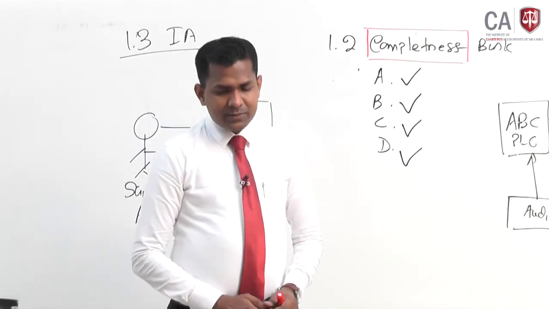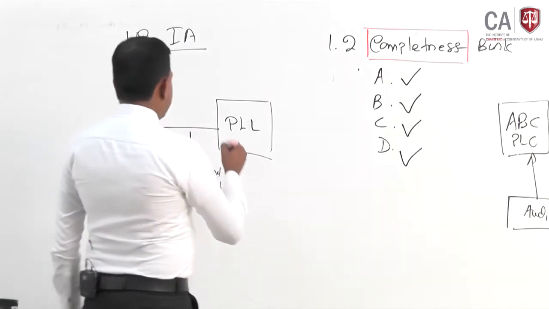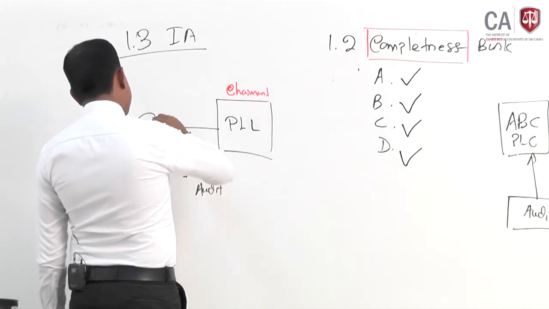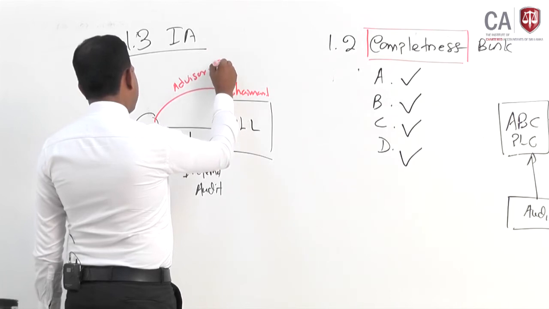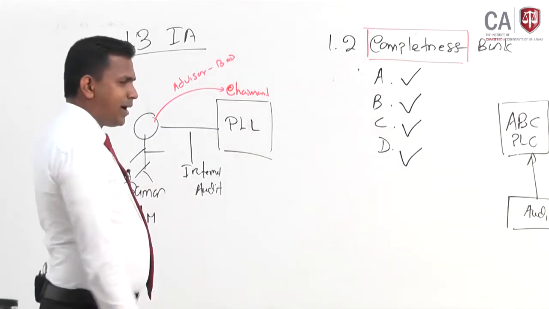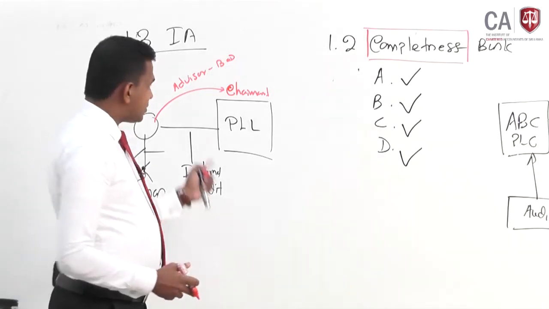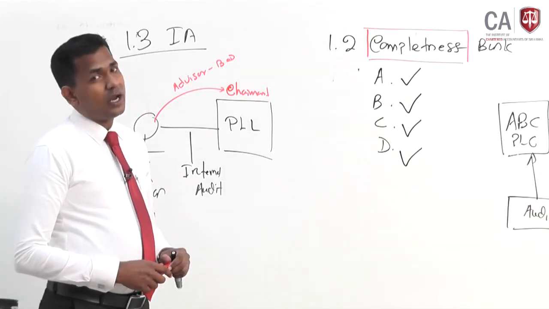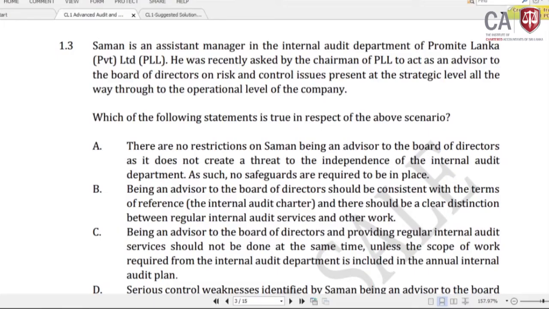He was recently asked by the chairman of the PLL to act as an advisor to the board of directors. So this PLL chairman asked this person to act as an advisor for the board of directors. He is an assistant manager of internal audit, and while he is fulfilling his job of internal auditing, he has been asked to work as an advisor to the board of directors to advise on certain matters, on risk and control issues present at the strategic level through to the operational level of the company.